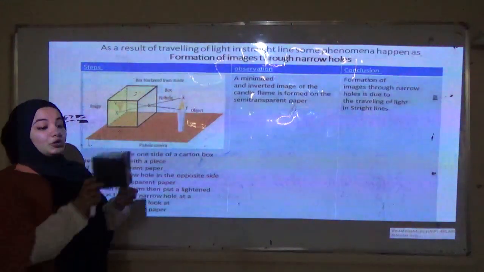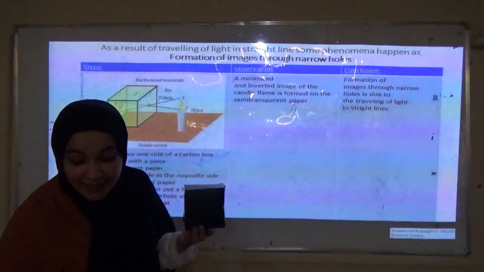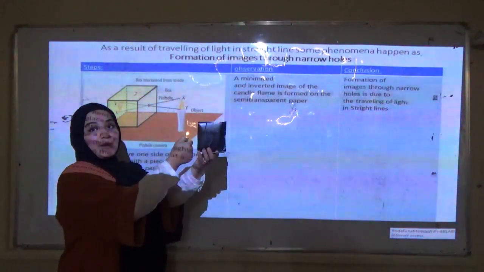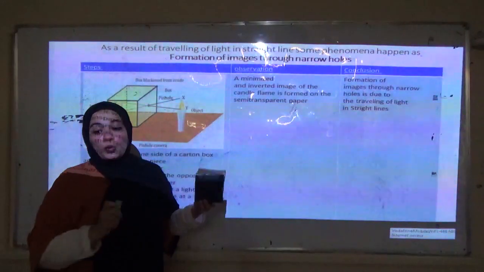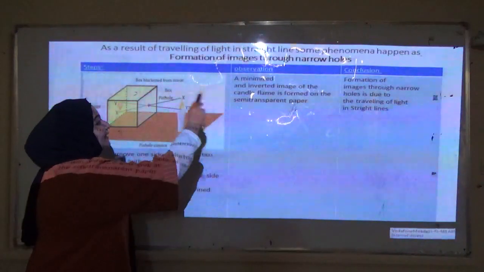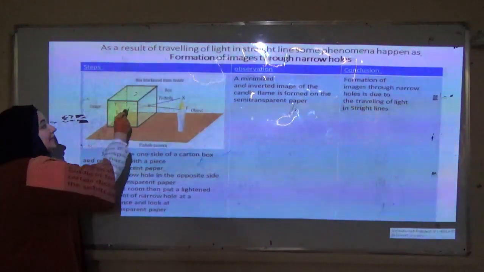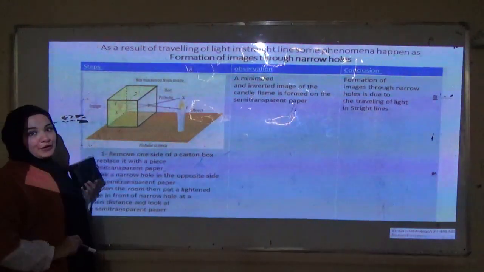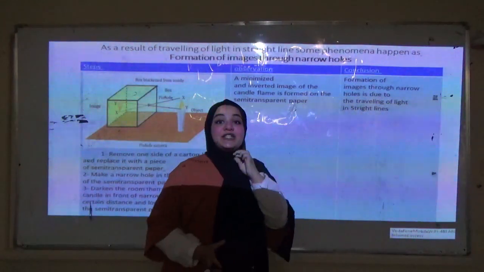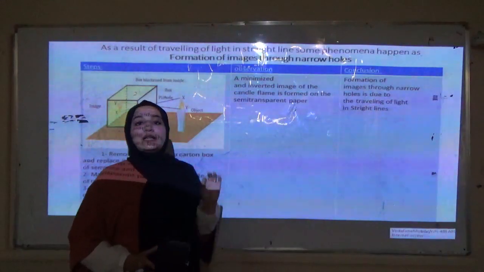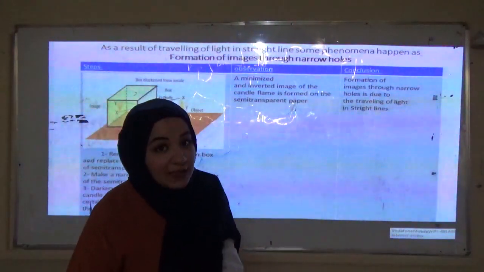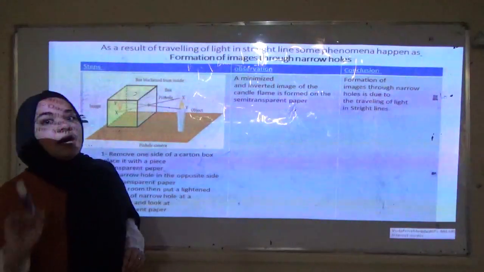Then I light a candle flame. I imagine that this is a candle flame. What will I notice? The same as in this picture: the flame of the candle is minimized and inverted. So the formation of an image through a narrow hole is due to what? It is due to light traveling in a straight line.